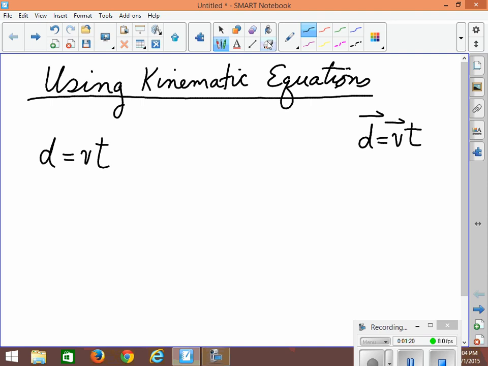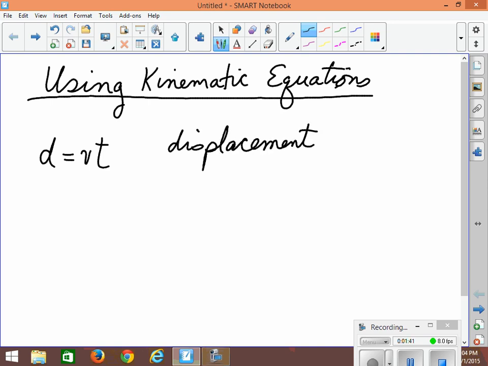So that being the case, I'm not going to put little vector signs, but we're going to understand that everything I write on the board is a vector. Even time, technically, is a vector because it has a single direction of forward. But we won't get into that. Here's our simple equation. Displacement is equal to velocity times time. It's the product of velocity and time.